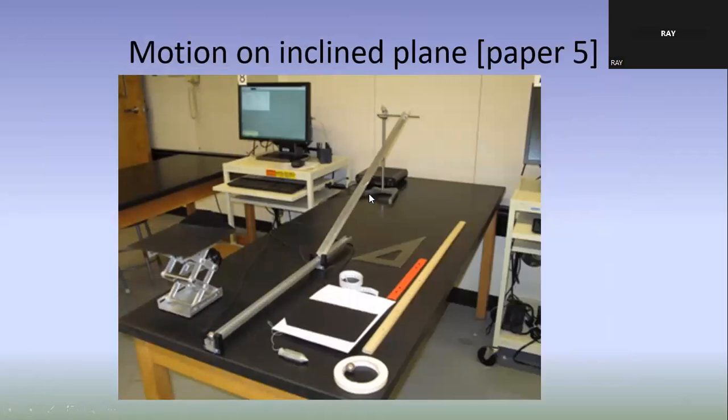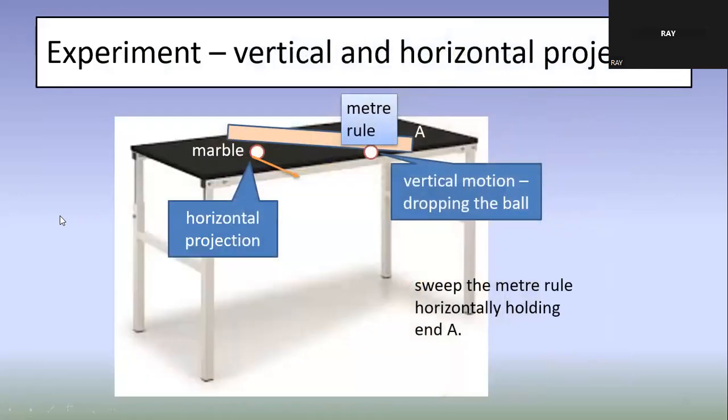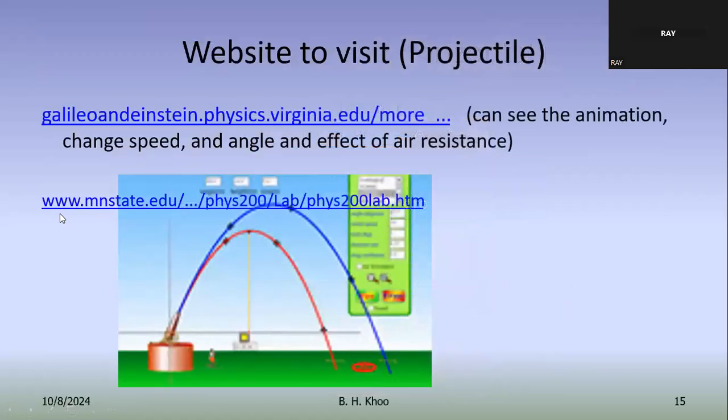These are various apparatus we use to study motion in the science lab. If you have done this, you studied it in SPM Form 4. Usually we try to simulate this. There's a ball there. This one drops. We use the ruler to hit this ball. This one will fall vertically, this one will go horizontally. You can play with all this if you have the time.